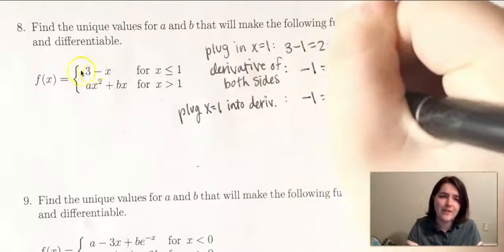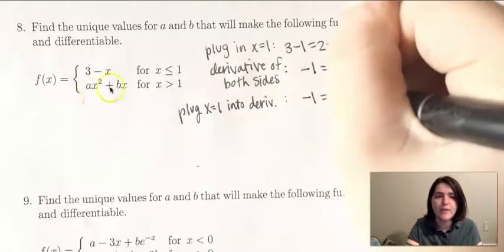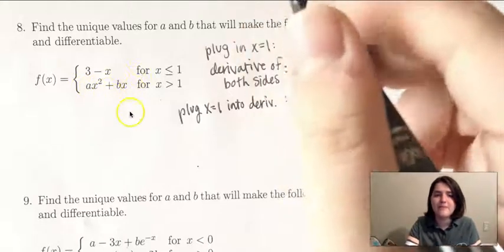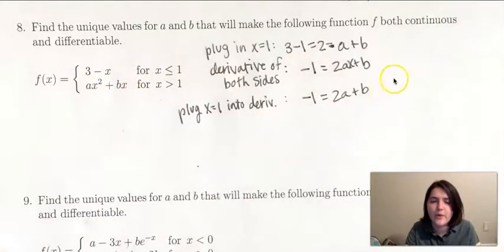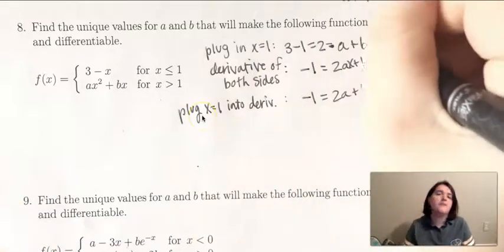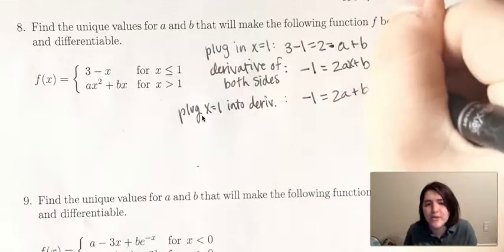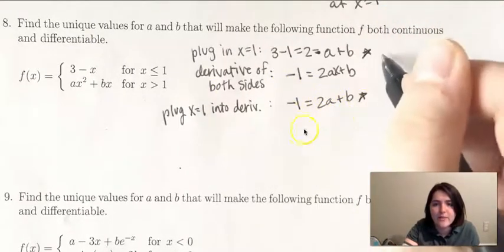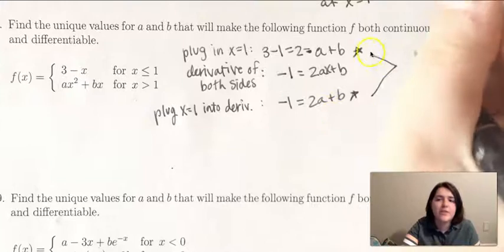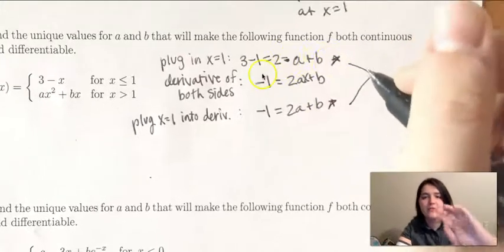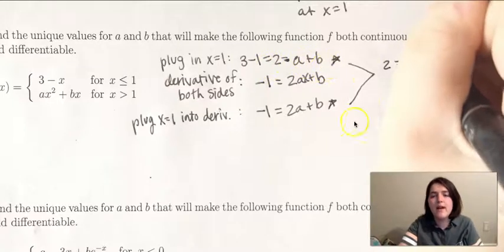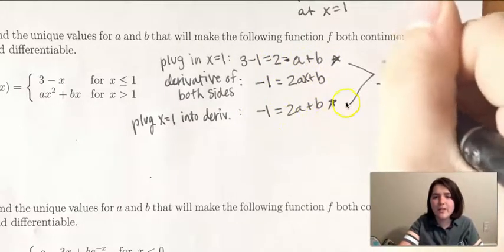So the derivative of this function is -1. The derivative of this is 2 times a times x plus b. So we wrote that out, and now we're going to plug x equals 1 into that derivative. So this is the equation we have now. This is our first equation, simplified: 2 equals a plus b. And then we have our second equation here.